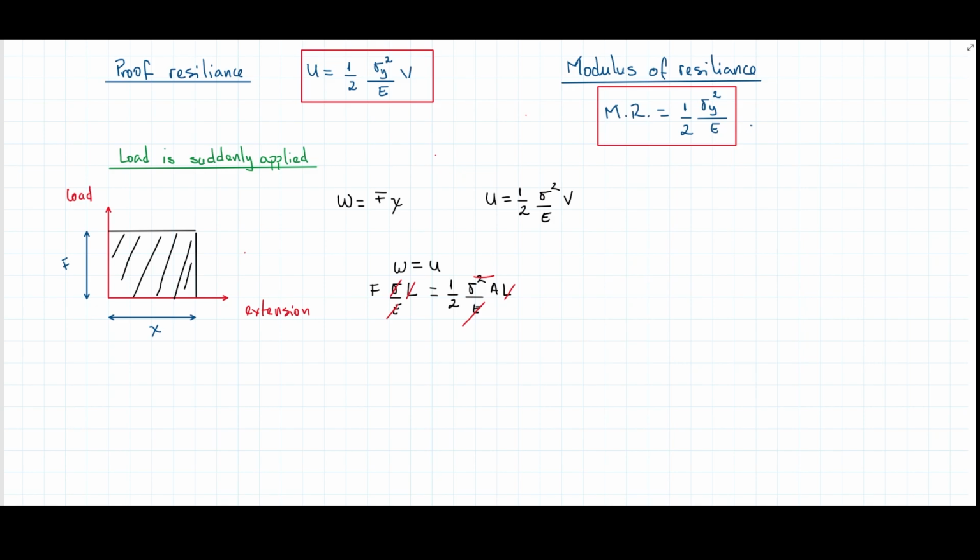So this means that if I solve for sigma, the stress, then stress is going to be equal to what? Well, it's going to be 2 times F divided by A, which means that when you apply the load suddenly, the stress induced in the body is double what it would be if it were applied gradually. That's what this is saying in here.